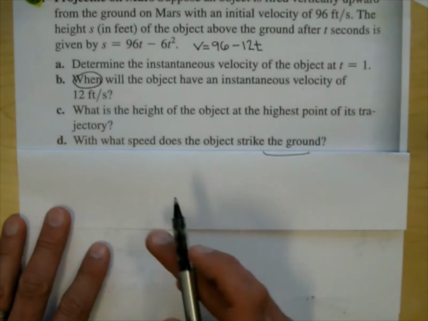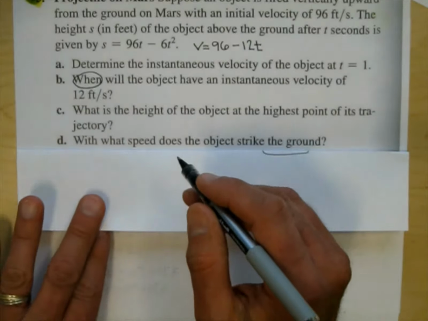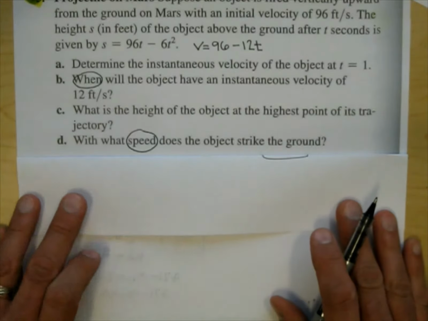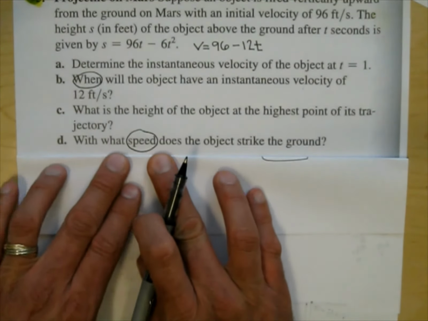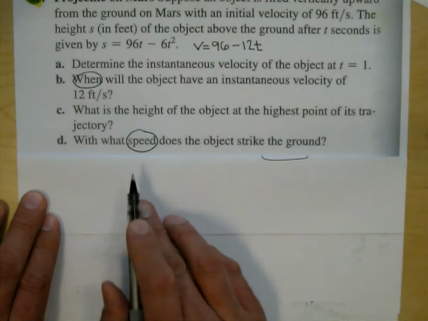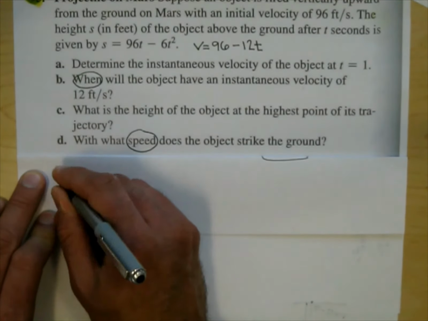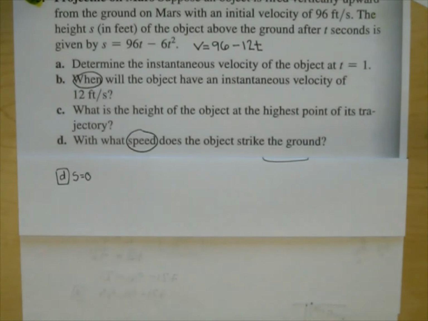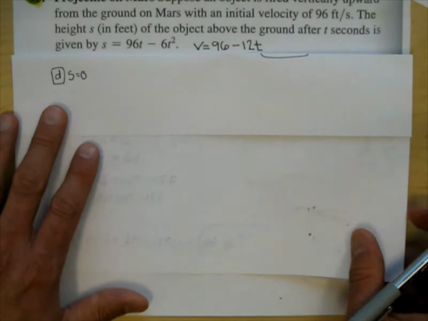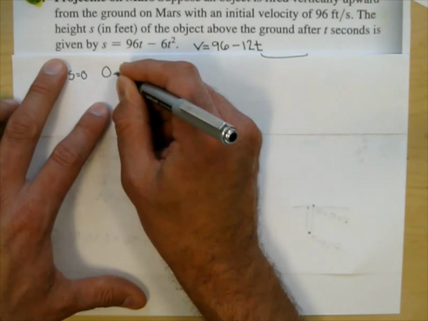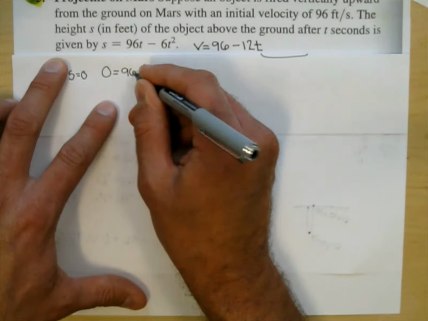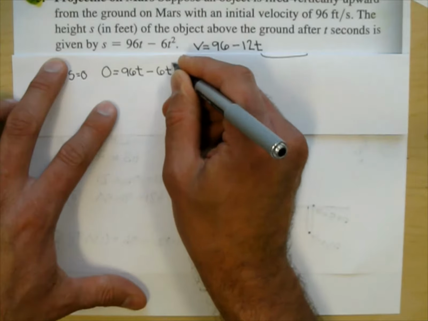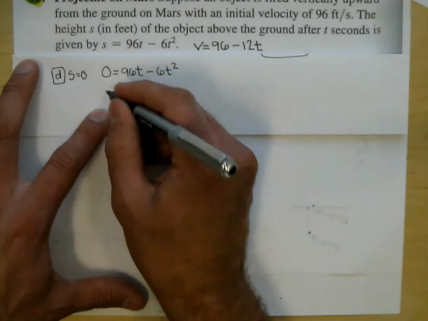What speed does it? And it's asking actually the speed, so we want to be sure at the very end, if it happens to be a negative velocity, that we just take the positive part, because speed is different from velocity. Speed is the absolute value of the velocity, and so part D, that's when s equals 0. So we go up to this part right here and we say 0 equals 96t minus 6t squared. And I solve this equation.